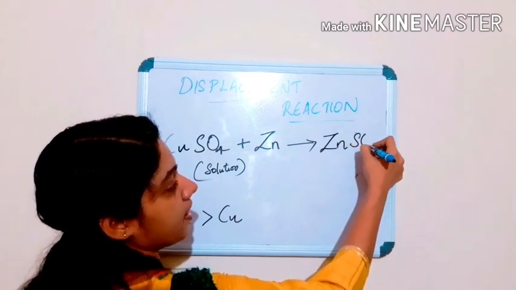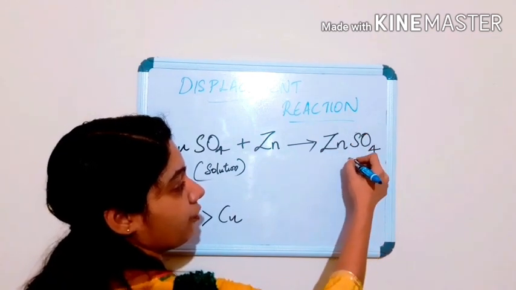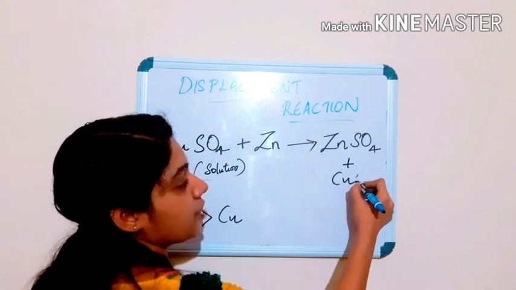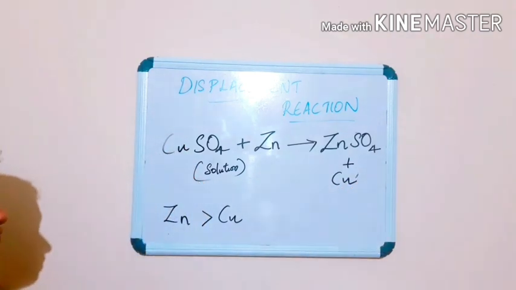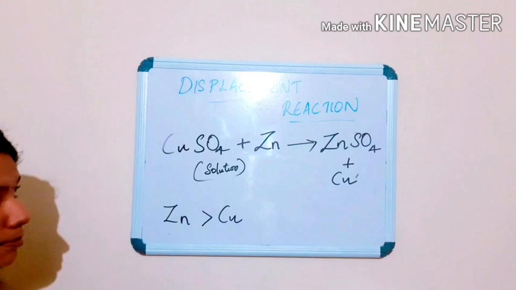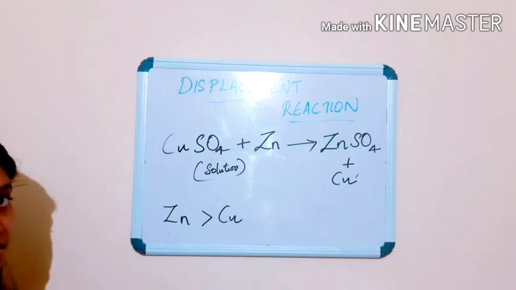Zinc sulfate's formula is ZnSO4, plus Cu. Copper also will be formed. So this is another example of the displacement reaction.